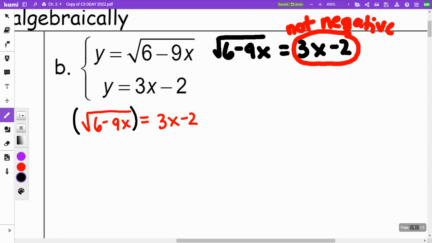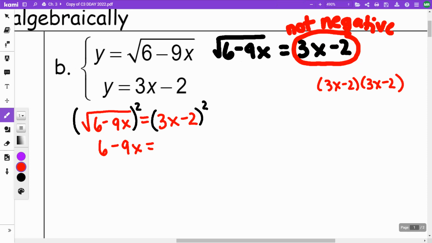I am going to square both sides. Now, when I square the square root, I get 6 minus 9x. When I square 3x minus 2, remember, it is a perfect square trinomial. So either take 3x minus 2 times 3x minus 2 and either FOIL or do the box method, or remember that if I have a minus b squared, the formula is square the first one, a squared, multiply these together and double it, so -2ab, and then square the last term, which is going to be b squared.